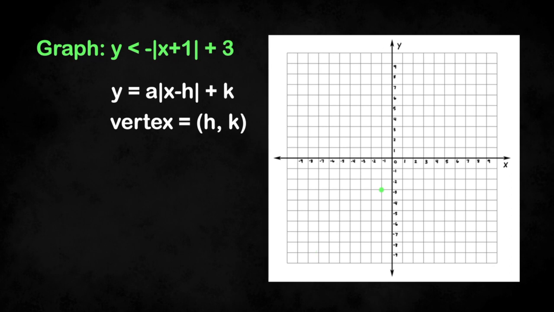Now, before graphing the rest of the graph, we must look at the value of a. In this case, it is negative, which means that the graph will be flipped vertically to look something like this.